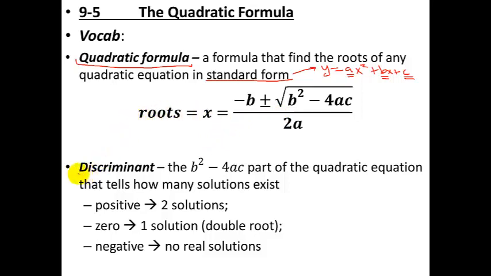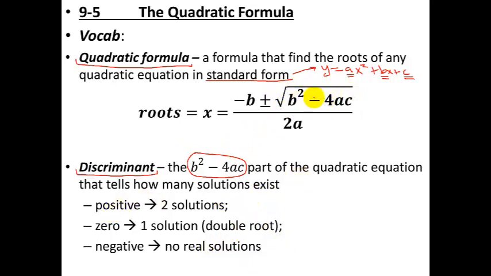Okay, the second vocabulary word for this section is discriminant. So the discriminant is a subsection of the formula. In fact, it's the b squared minus 4ac part of this equation. It's the part that shows up under the square root symbol. And the reason this part is important is because this part under the radical leads to how many solutions there are going to be.